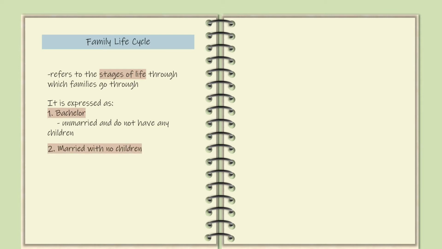The next stage is the married with no children. It is also called the newlyweds or the newly married couples. Newly married couples without children are usually better off financially than they were when they were single, since they often have two incomes available to spend on one household.